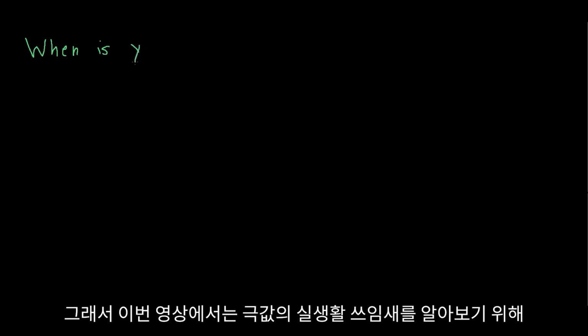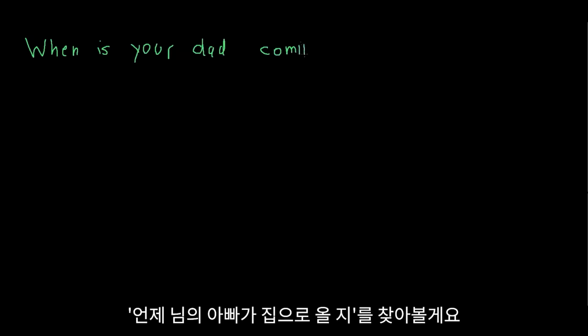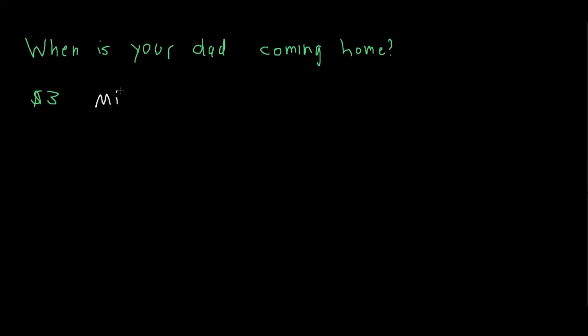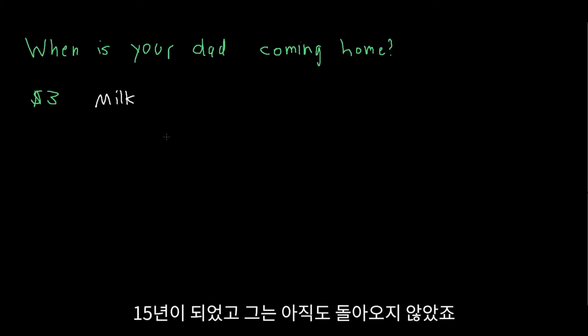In the last video, we went over what limits are and how to find them. So in this video, we are going to go over a real-life application of limits to find when your dad is coming home. Your dad went to the grocery store with $3 to buy some milk. It's been 15 years and he hasn't come back.